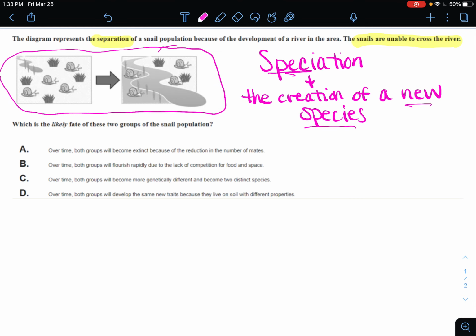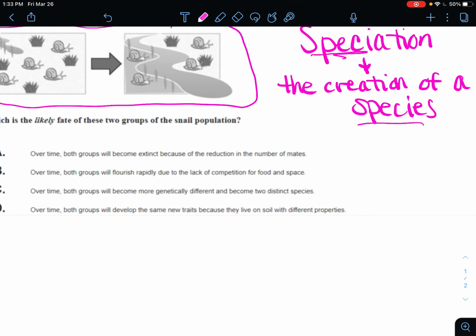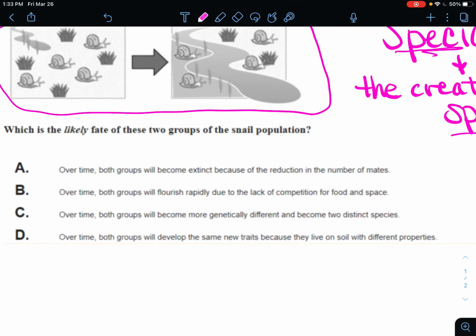No. Let's take a look here, and let me zoom in because these words are tiny. Okay, what's likely going to happen to these two groups? A says over time, both groups will become extinct because of the reduction of the number of mates. Now, extinct, I know we remember, means that the whole species is completely dead.